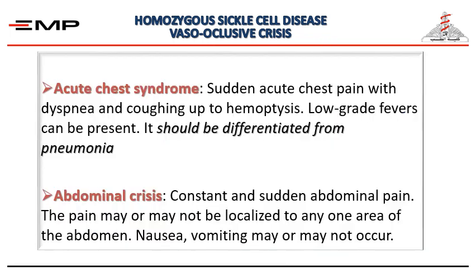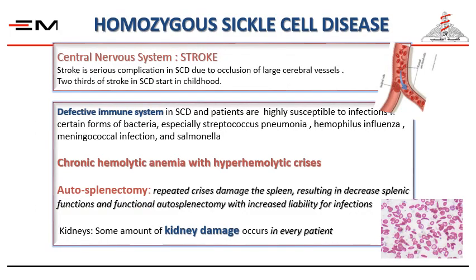Affection of the pulmonary vessels may result in acute chest syndrome: sudden acute chest pain with dyspnea and coughing up to hemoptysis with low-grade fever. Should be differentiated from pneumonia. Abdominal crisis is due to affection of the mesenteric vessels. It results in constant and sudden abdominal pain, nausea, and vomiting.